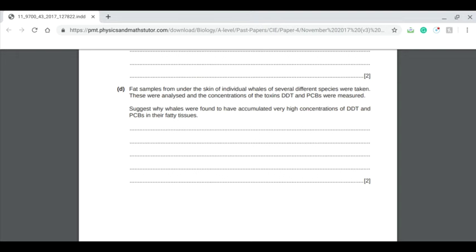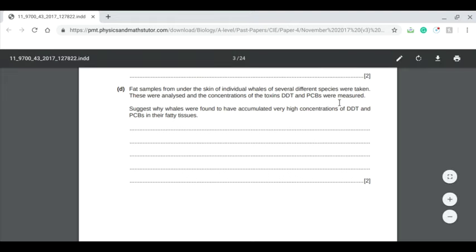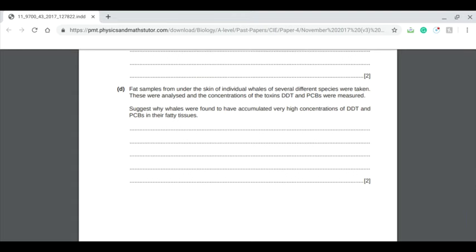Well, remember, fatty tissues. In biology, the word fatty tissue should immediately make you picture lipids, because lipids are fats. So these are toxins that have accumulated in the fatty tissues. So one reason immediately can be that it is lipid soluble. Because if it's lipid soluble, therefore it can enter the fatty tissues of the whale.